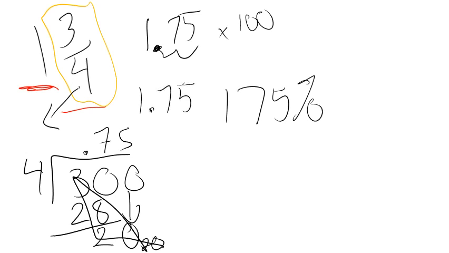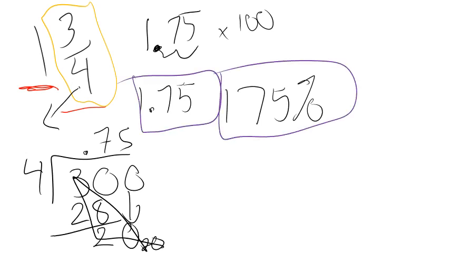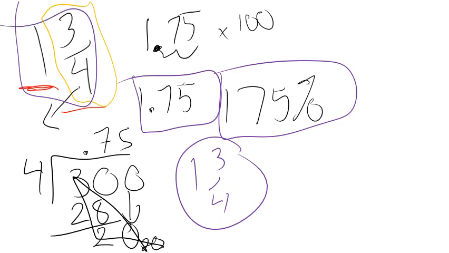Okay, let me circle these answers here. I'll block them out, and our fraction is 1 3/4. That's what we started with, right? To check our work, just make sure all of them line up and they look right. Okay, 75 hundredths sounds right. 175% to me is good. Our fraction is 1 3/4. Looks like we're set.